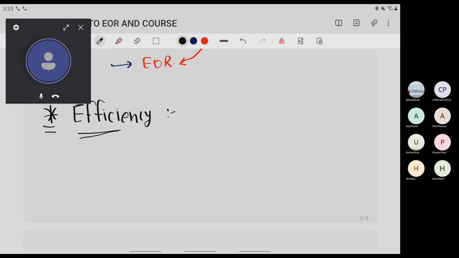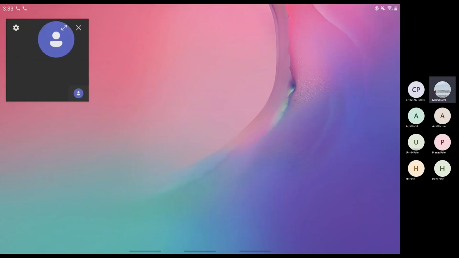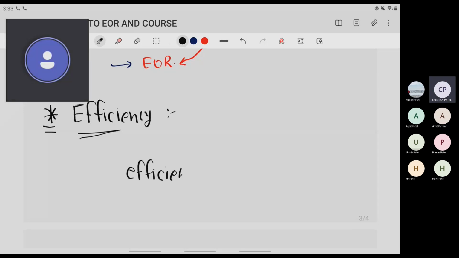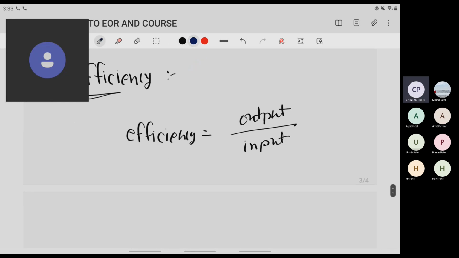Efficiency means हम कितना इनपुट दे रहे हैं तो कितना आउटपुट हमें मिल रहा है. Okay. Yes, sir. So basically it is a ratio of output to input. Correct? Okay. And based on input, whatever output we are getting, based on that we can characterize this efficiency.